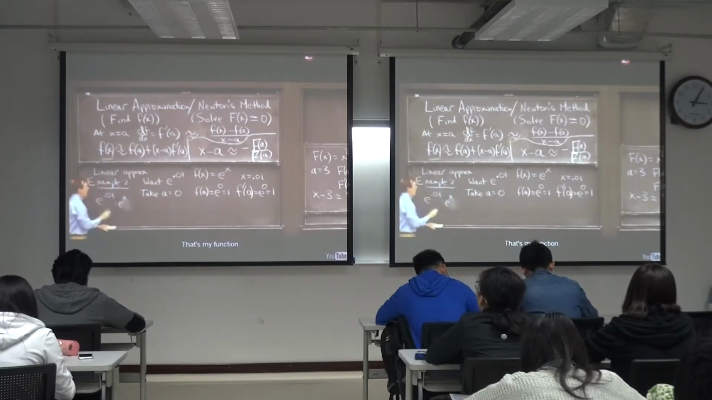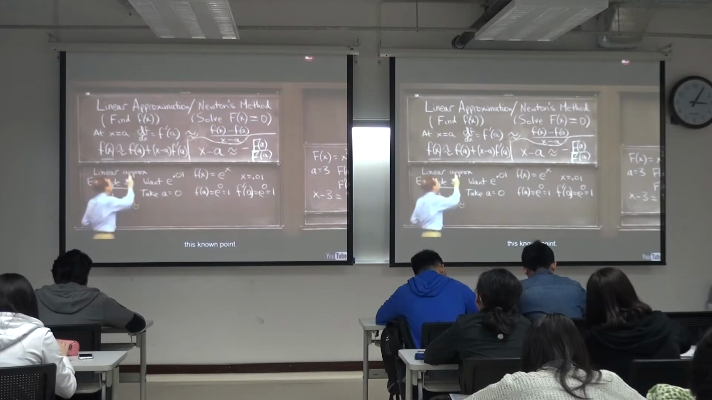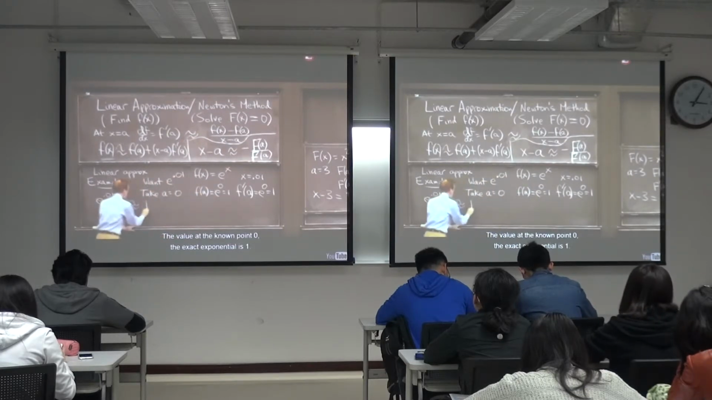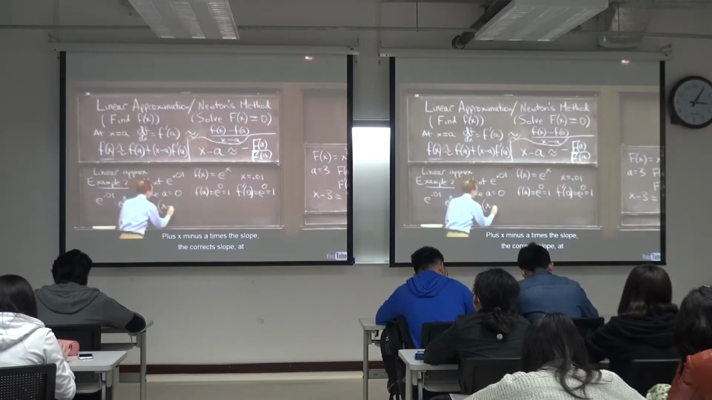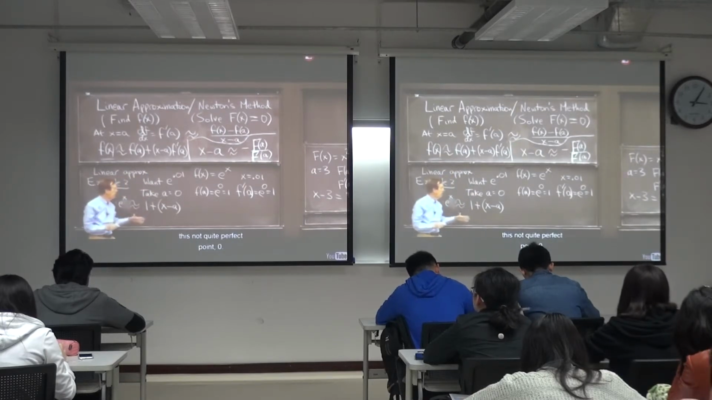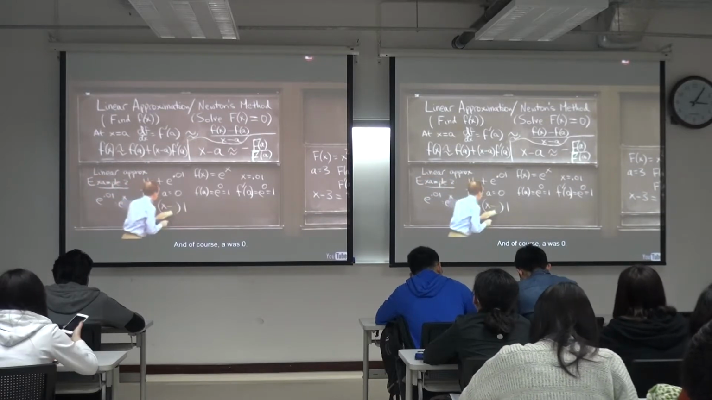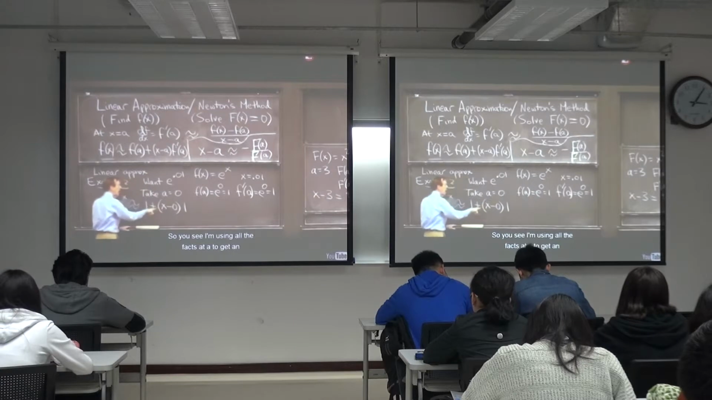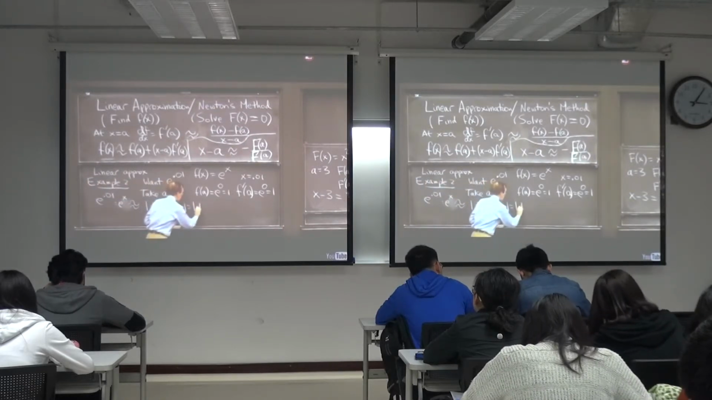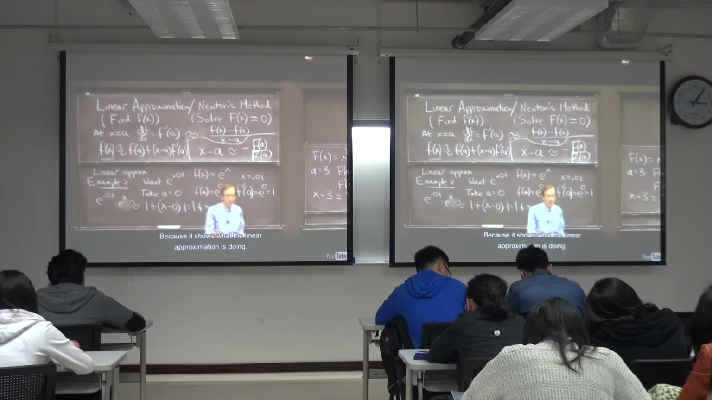That's my function, and I'm only going to get it approximately. It's the value at this known point, the exact exponential at 0, which is 1, plus x minus a times the slope, the correct slope at this not quite perfect point, 0, and the correct slope is 1. And of course a was 0. So you see I'm using all the facts at a to get an approximate fact at x. And what have I got here? I've just got 1 plus x.